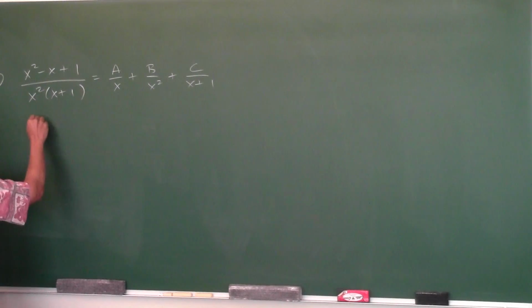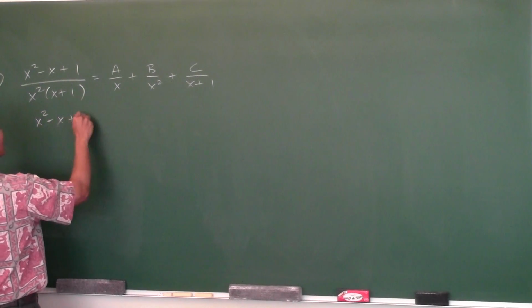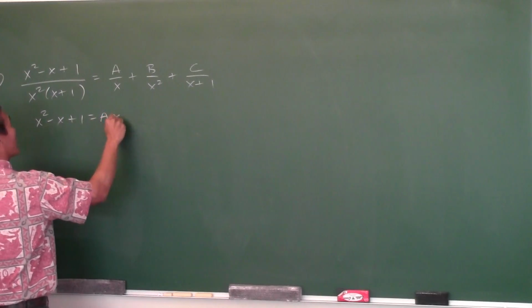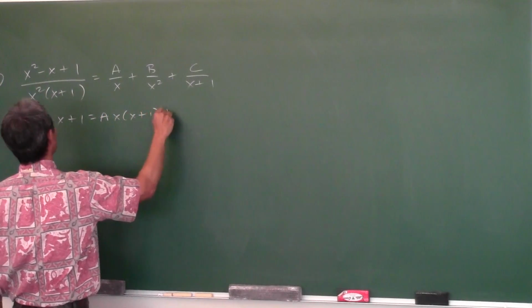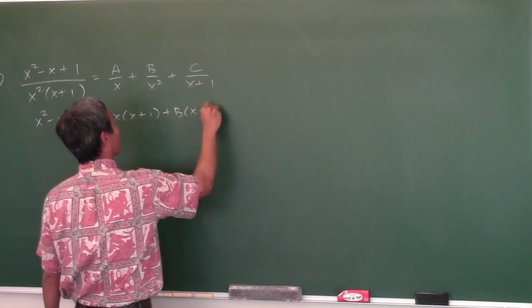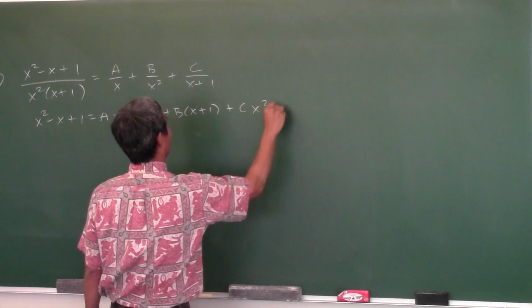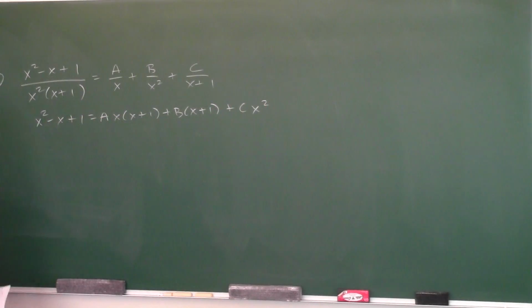Okay, multiply both sides by LCD. It equals a times x plus 1 plus b times x plus 1 plus c times x squared. Did we get that correct? Because a lot of students in the other class, they cannot multiply both sides by the LCD. They get something different over here. I don't know how you can do that, but they do. But not period 8, yeah?